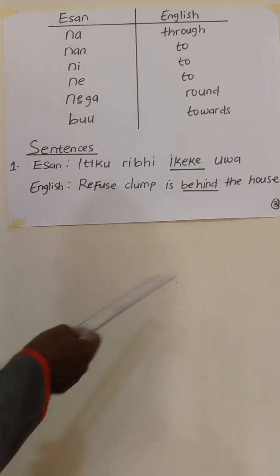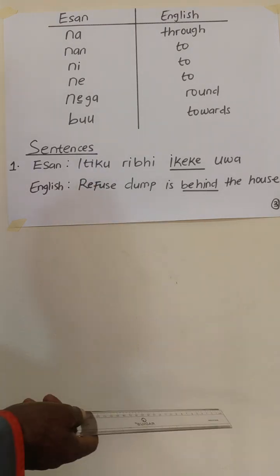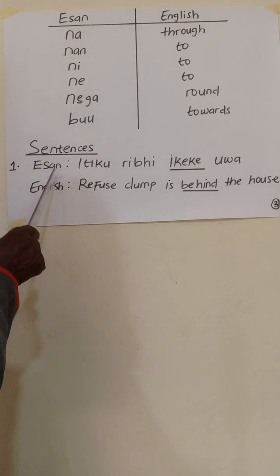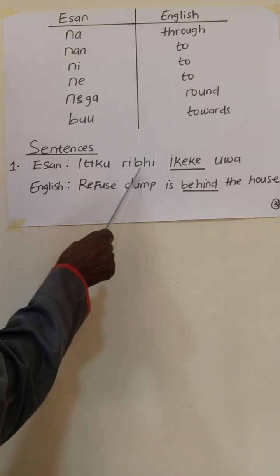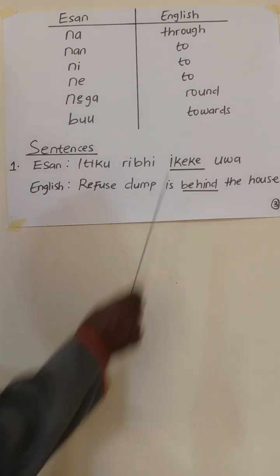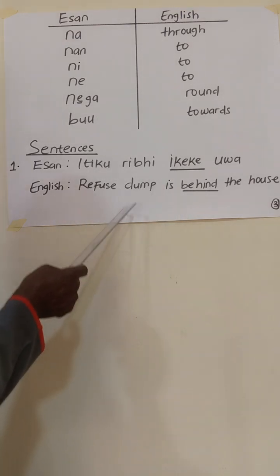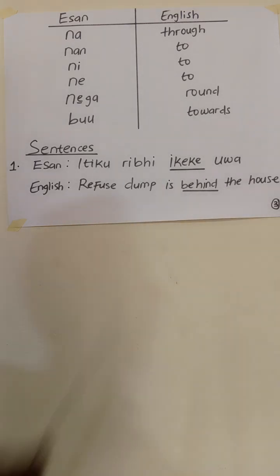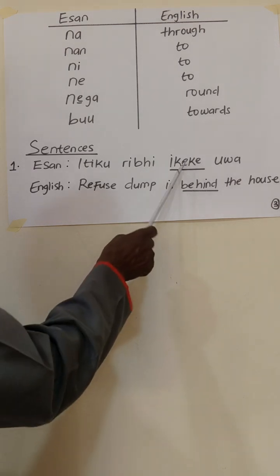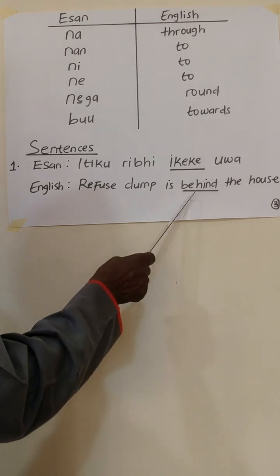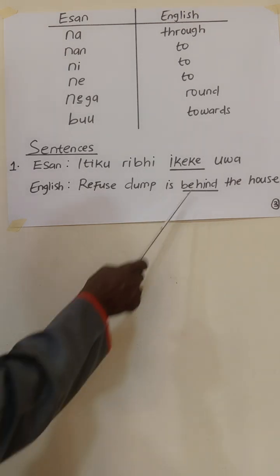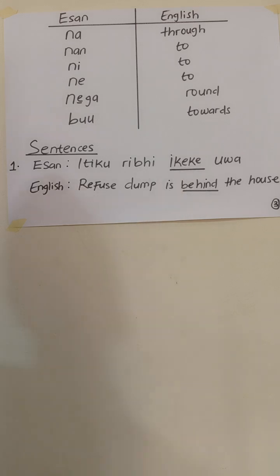Now let's also look at some sentences to drive the points home. In this sentence number 1, Itiku really ikekuwa. Itiku is the refuse dump. It is behind the house. Ikeke is behind in English. Ikeke in Esan language. So let's look at the next point.